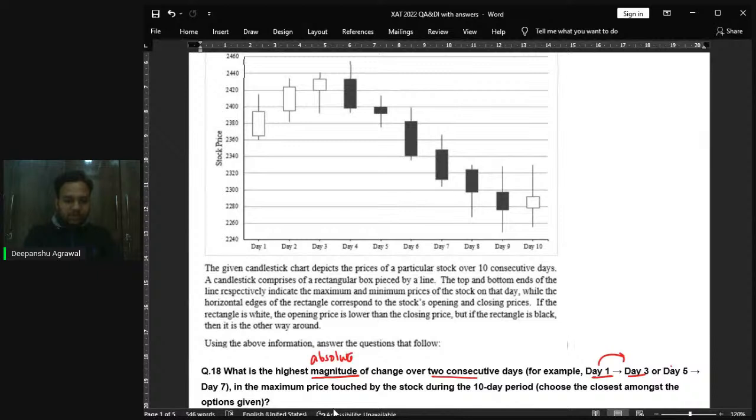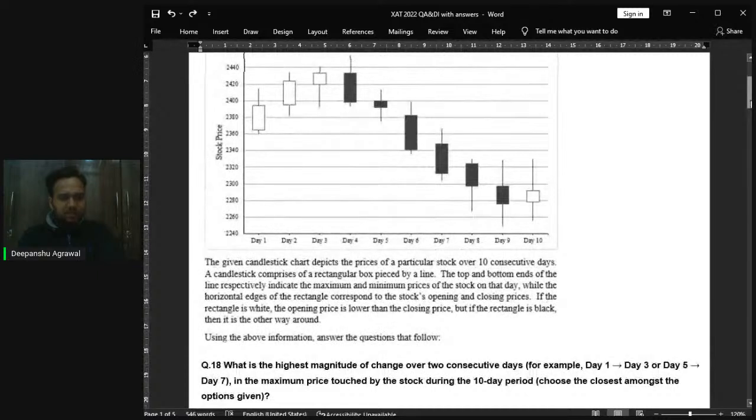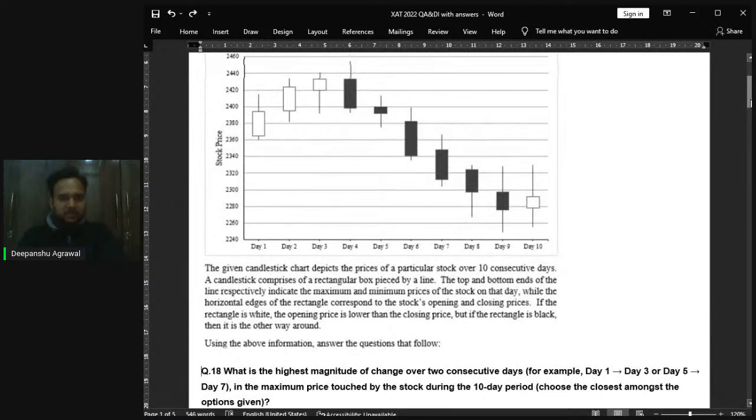So we have to find the maximum price touched by the stock during the 10 day period. Okay. So we have to see from the options for which option we have to calculate the prices. The magnitude is given in the option, so we don't have a clue from the options as well. So we have to solve it without looking at the options.